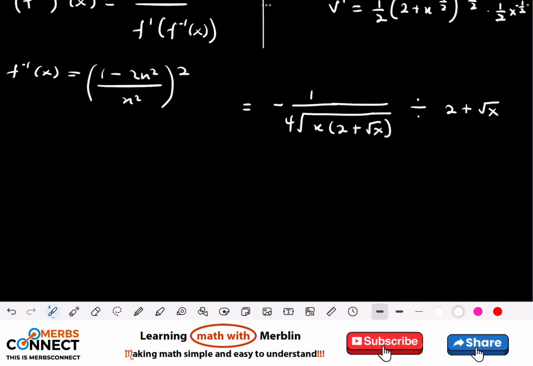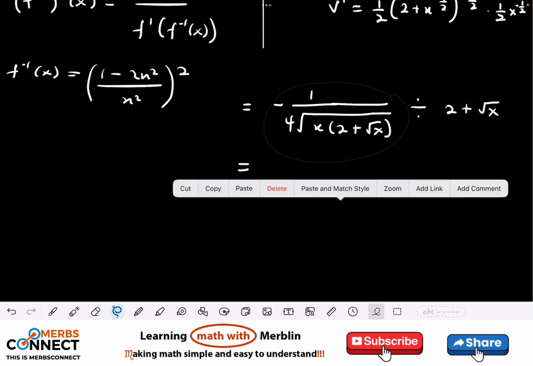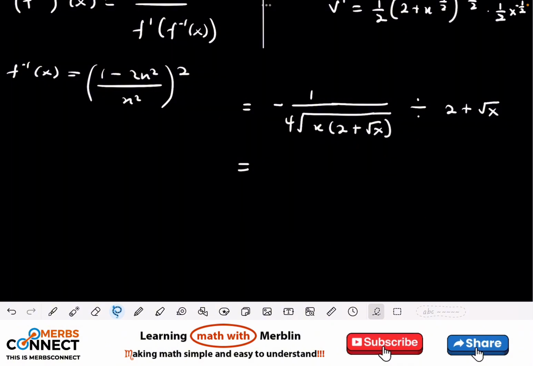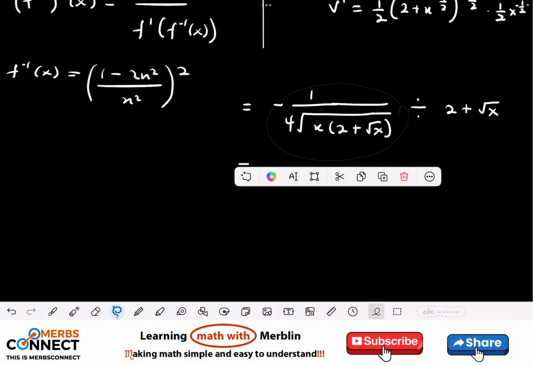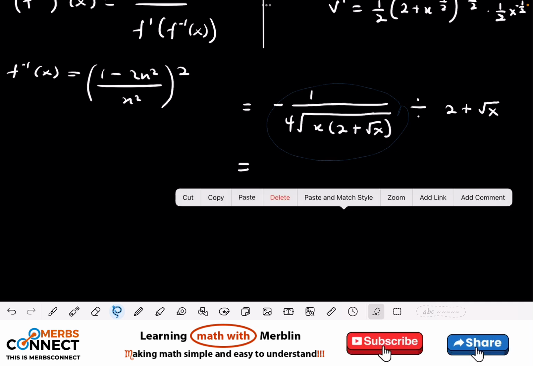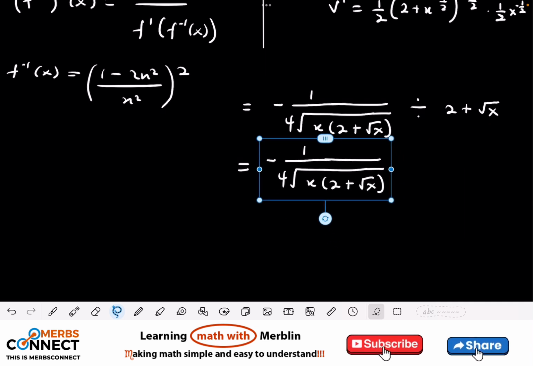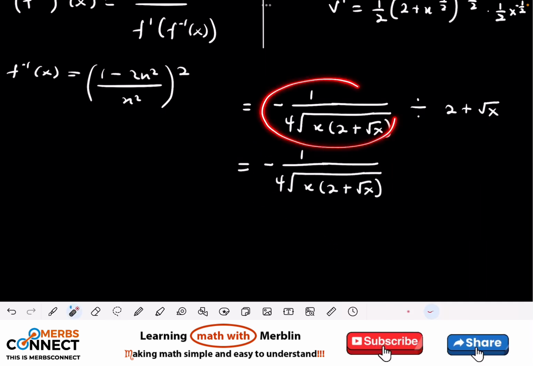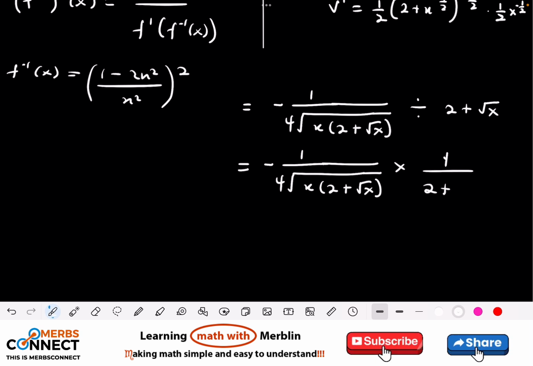So that we can now focus on this one. So now I have, let me copy this and paste. Oops, didn't copy. Let me copy this and paste. Copy, paste. Good. So I have this one. I write everything back. Times. So the division will change to multiplication, and this one will be 1 divided by 2 plus root of x. So this is what you are going to have at the end of the day.